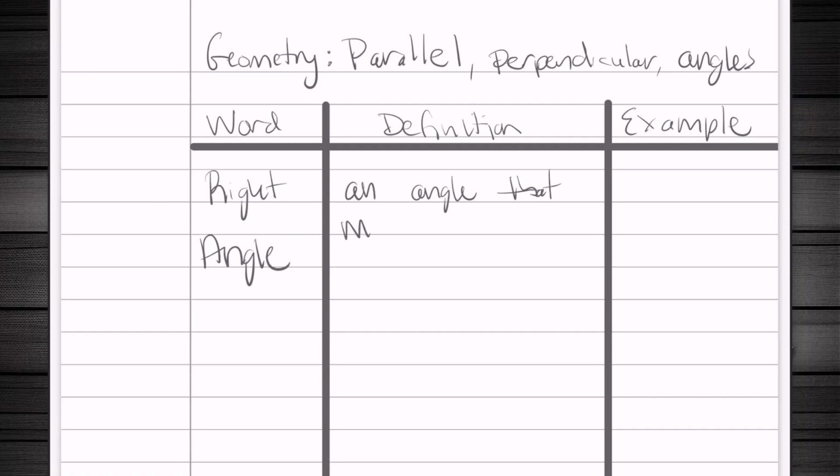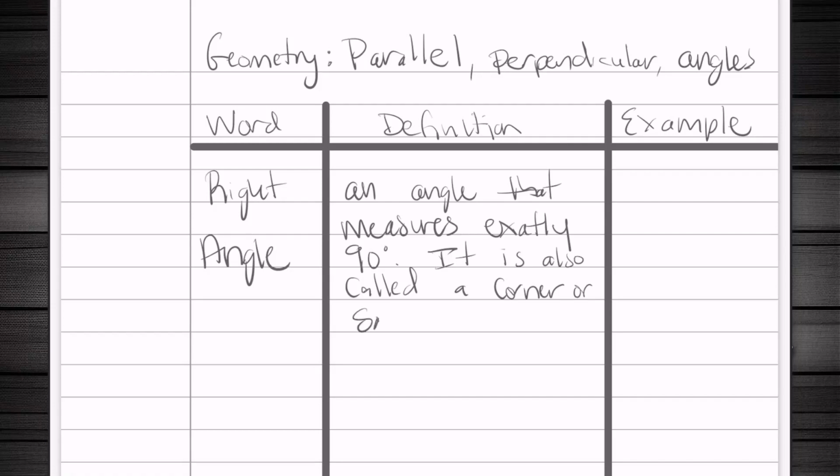The first term is right angle, an angle that measures exactly 90 degrees. It's also called a corner or square angle. A right angle is an angle that measures exactly 90 degrees. It's also called a corner angle or a square angle. That's because right angles can be found in squares and corners. So an angle that measures exactly 90 degrees, also called a corner or square angle.